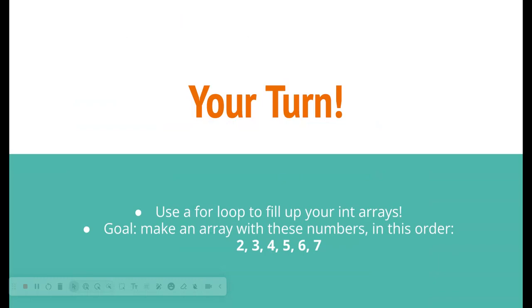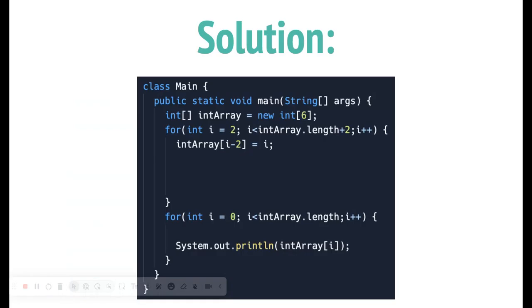Now it's your turn. Use a for loop to fill up your int array. Specifically, you're going to want to try and make an array with these numbers in this order: 2, 3, 4, 5, 6, and 7. And here is the solution.